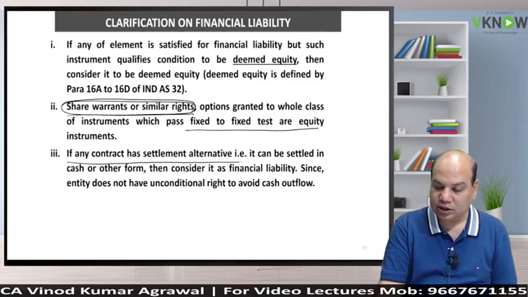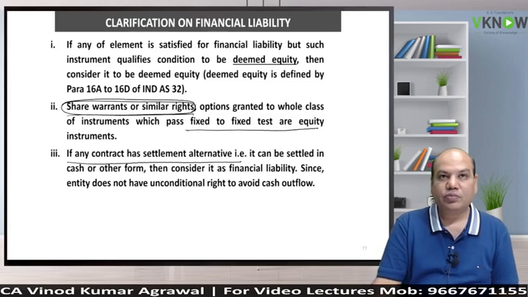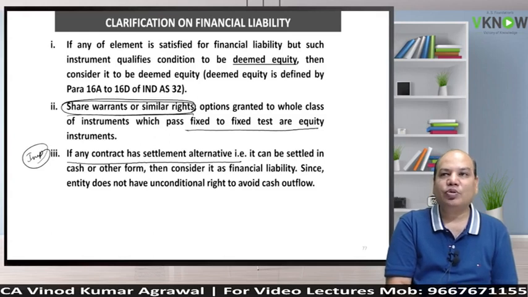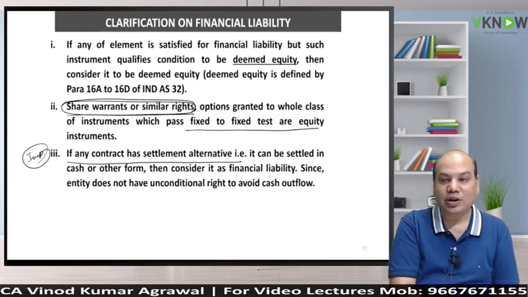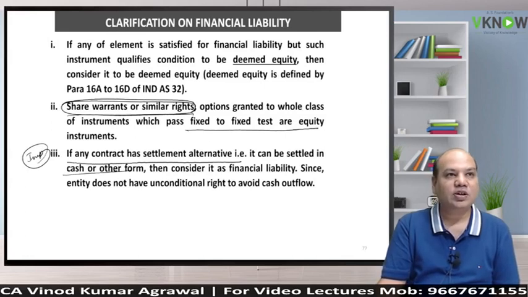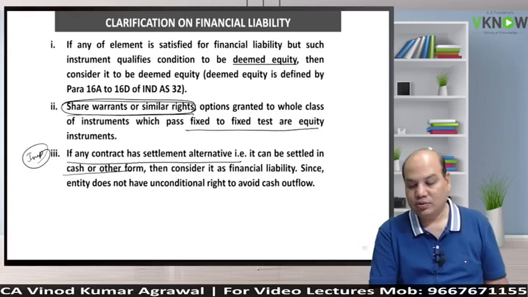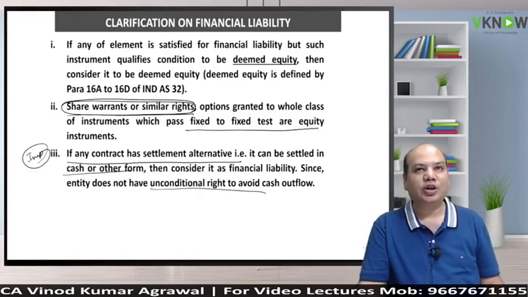If any contract has a settlement alternative, now this is another important point. A contract has a settlement alternative. I have issued you the debenture and I am telling you, you can either take cash or you can take shares from me. So I have a settlement alternative, but the settlement alternative is with whom? It is with you. So I will call it a financial liability. Because if you demand cash, I have no alternative but to pay you the cash. So I have an obligation to pay cash which cannot be unconditionally avoided.